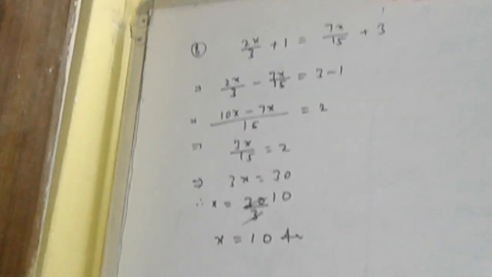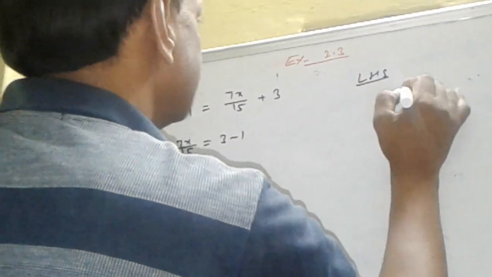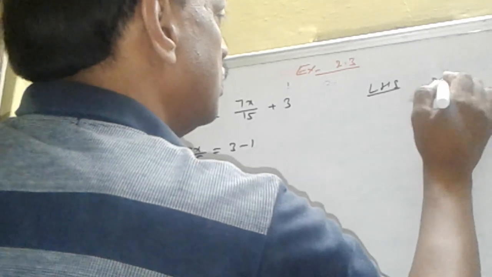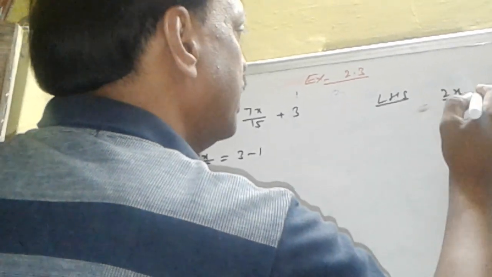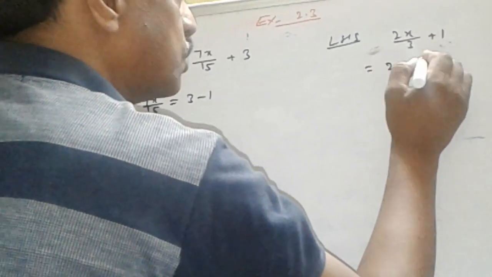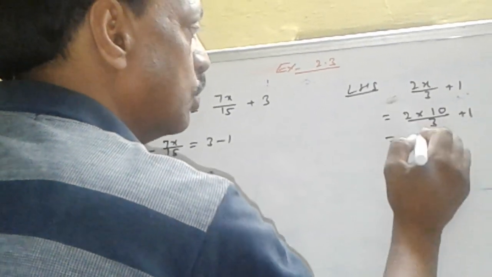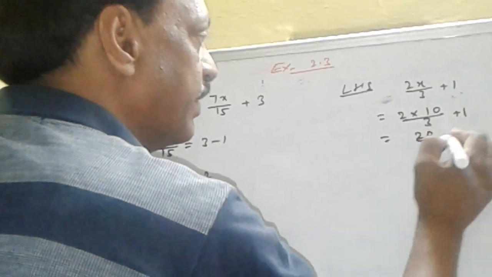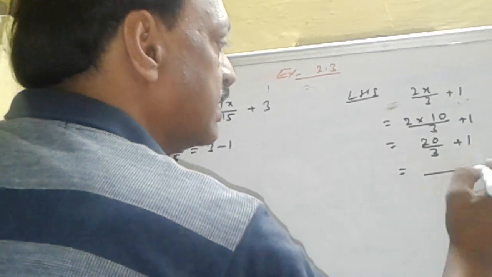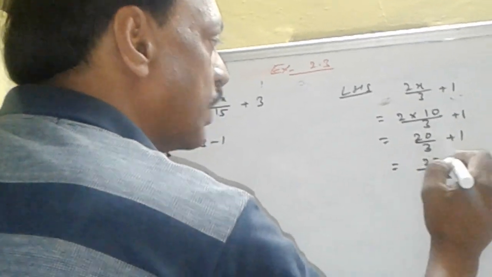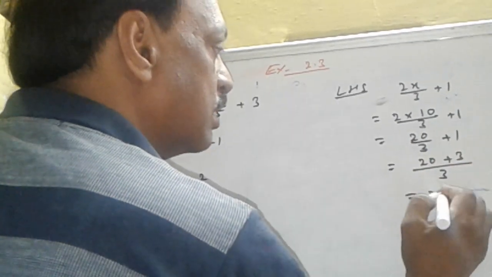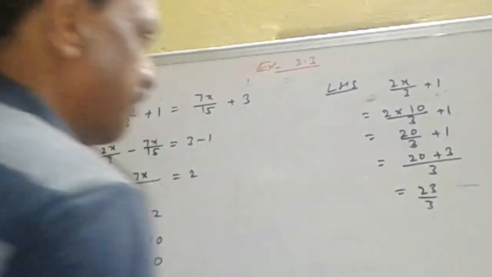Now for the verification, let us write LHS. LHS is 2x by 3 plus 1. So put the value of x here. 2x means 2 into x, that is 2 into 10 by 3 plus 1. So 20 by 3 plus 1. Now LCM, this is 3. 20 plus 3, 23 by 3.